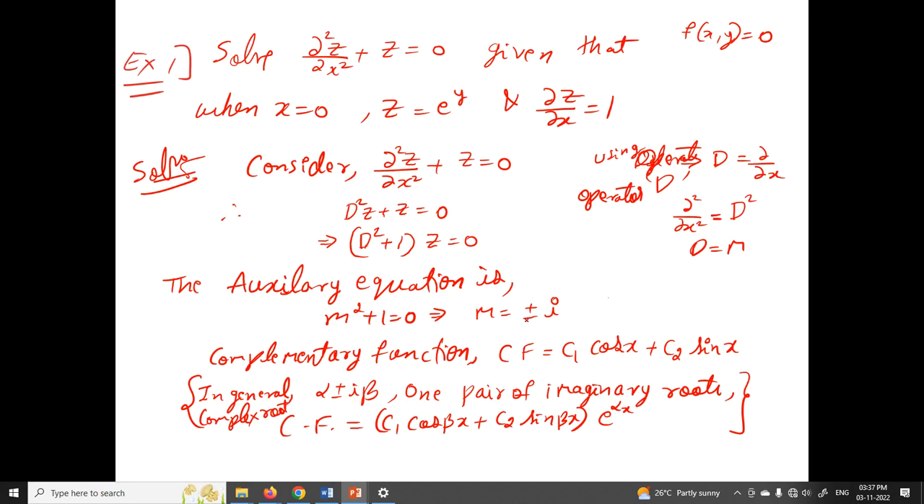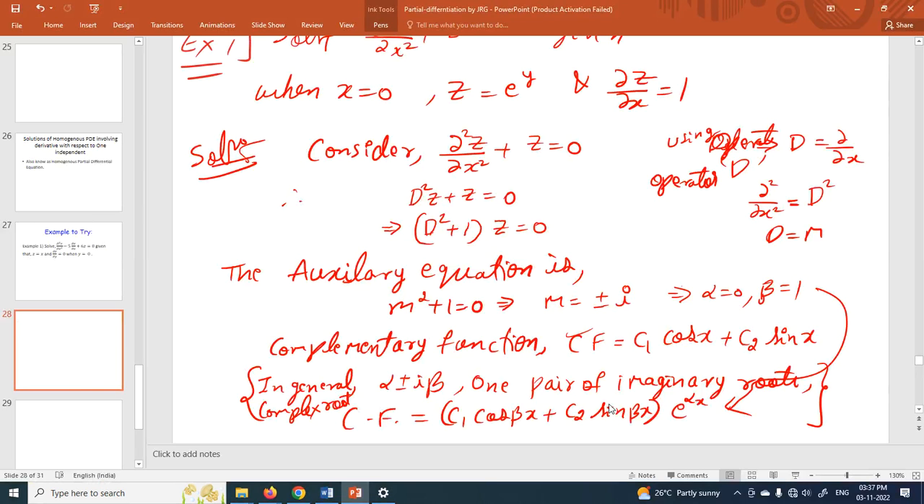So then, comparing this equation with this, easily one can tell α is 0 and β is 1. So then I have substituted this in this and written this complementary function. Is it clear? Now whenever you take this constant, and if this is integration, then the constant should be written in this form.